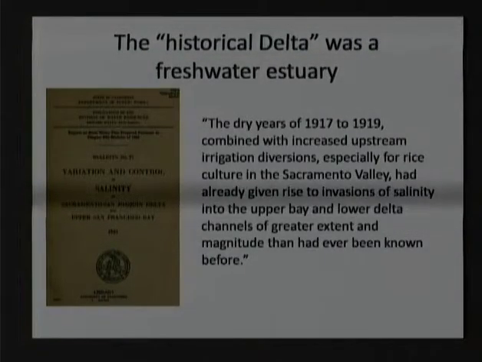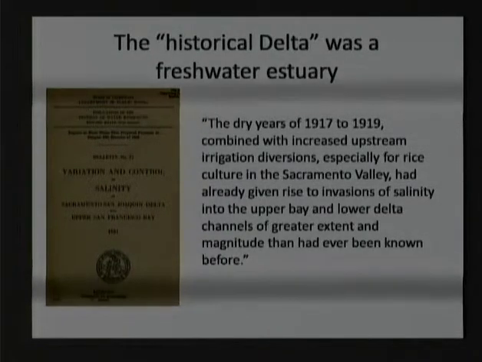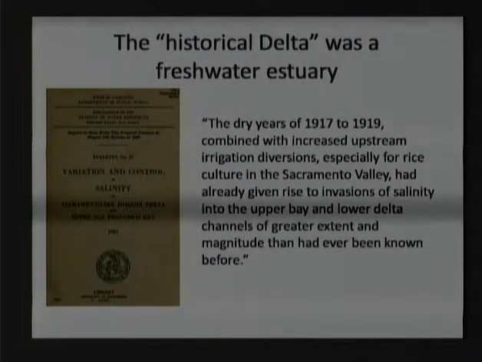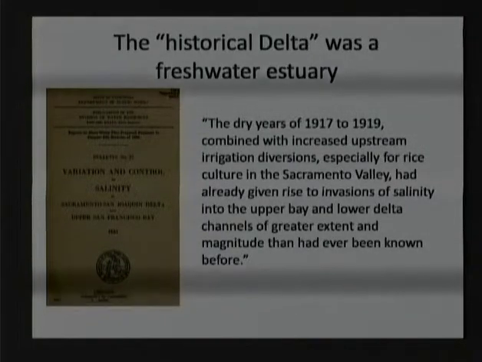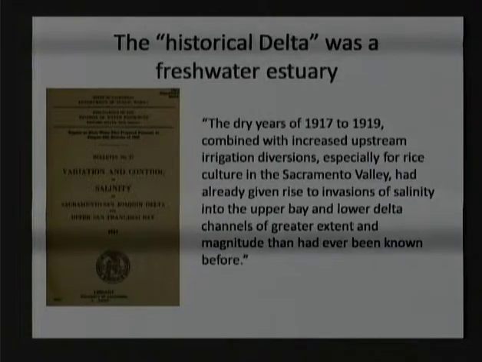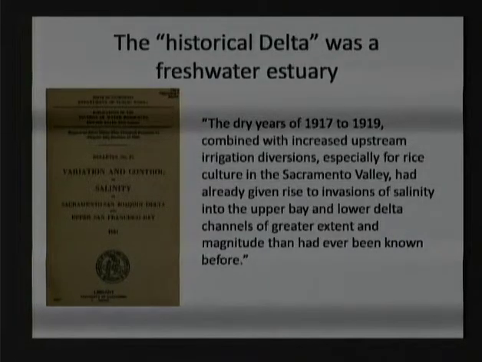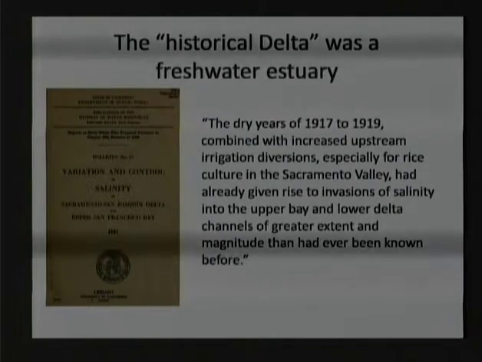There's another report that was put together by the state's Department of Public Works, which I believe is the predecessor agency to DWR. This is from 1931. And just a couple of conclusions here. That report also likewise concluded that the dry years of 1917 to 1919, combined with upstream diversions, resulted in, and they called it an invasion of salinity into the delta to a much greater extent and for a longer period of time than had been known before that.